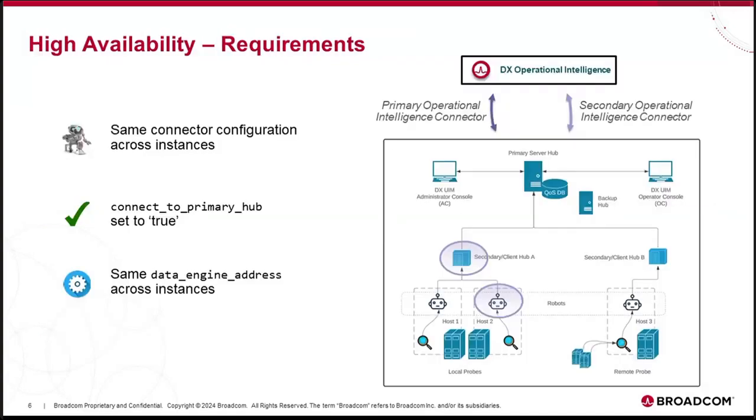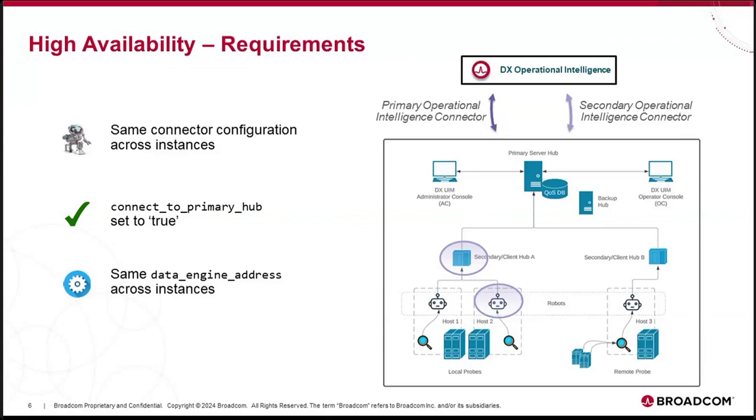At the very high level, to make high availability a reality, there are just three basic requirements. You need to have a couple of instances of your Operational Intelligence connector, that's the OI connector.